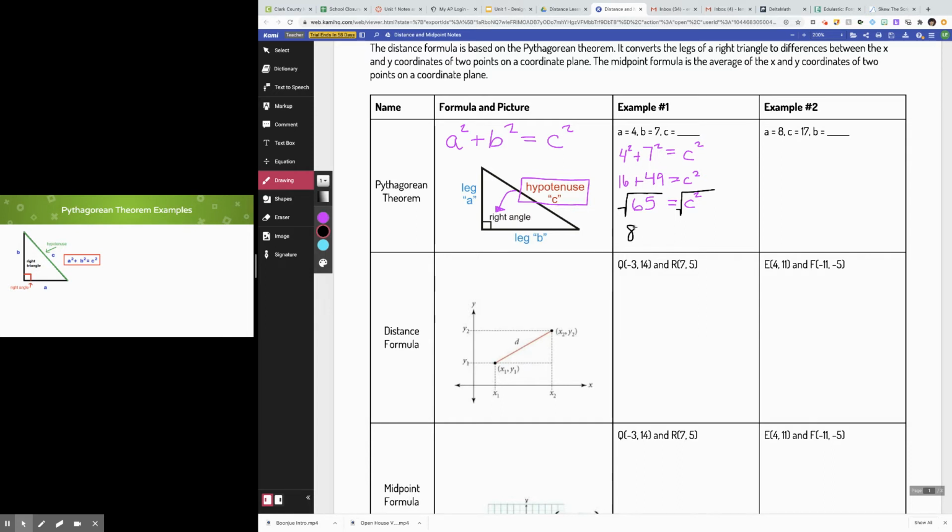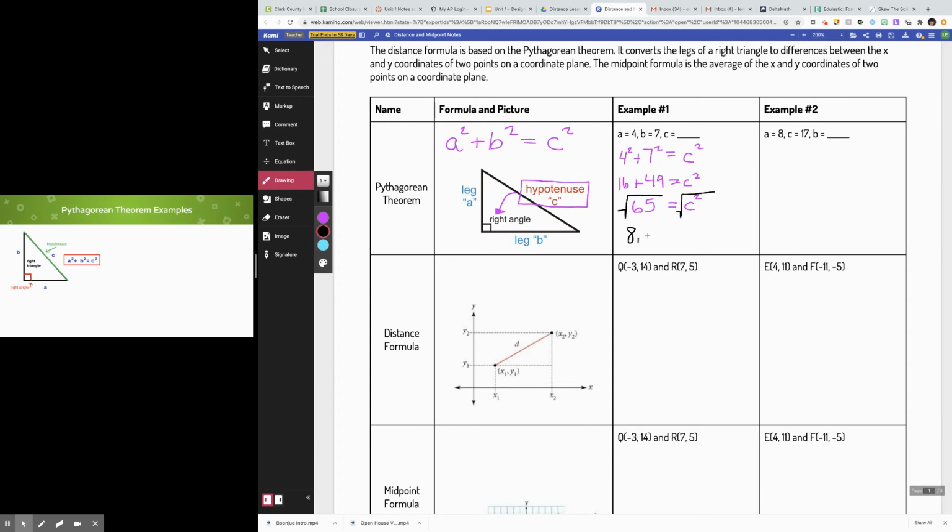So when I do, I get 8.06 equals C. Okay, all right, and that's it. So my answer here is 8.06. It's going to give you a lot more decimal places than that, but 2 decimal places is usually fine. Especially for me, when you're doing problems for me, that's fine. 2 decimal places is fine.